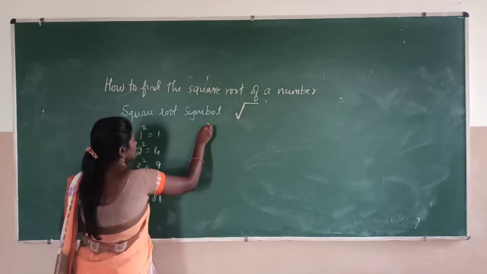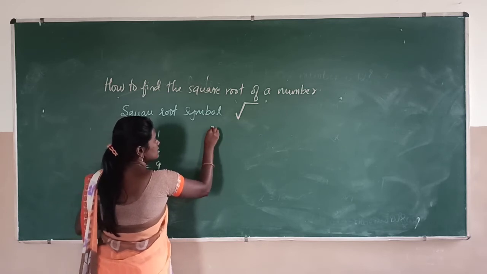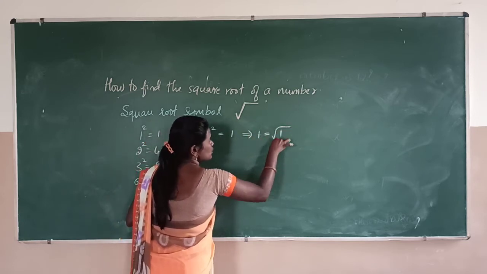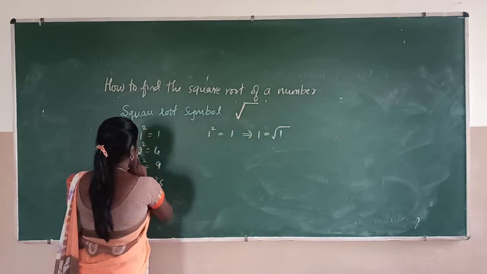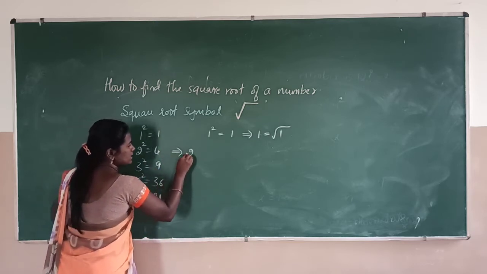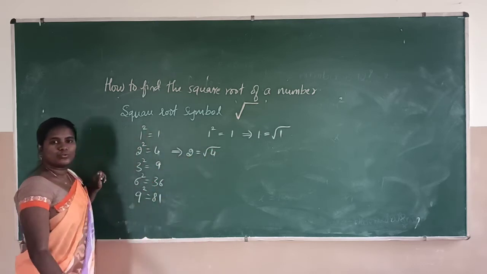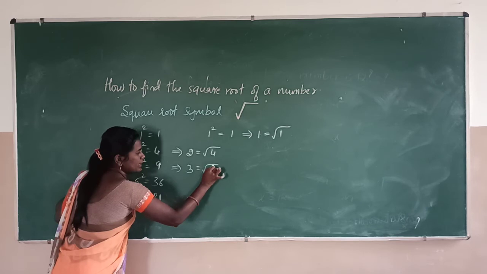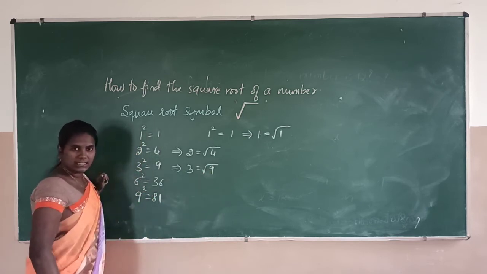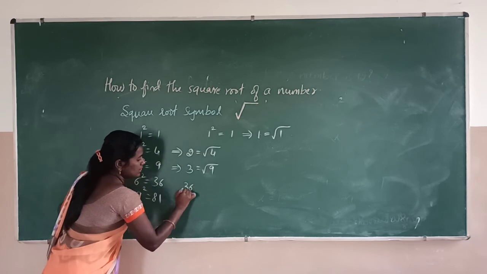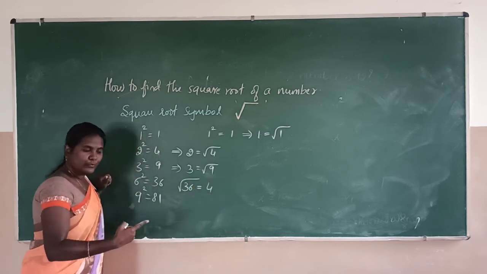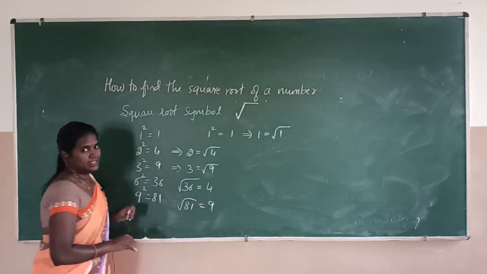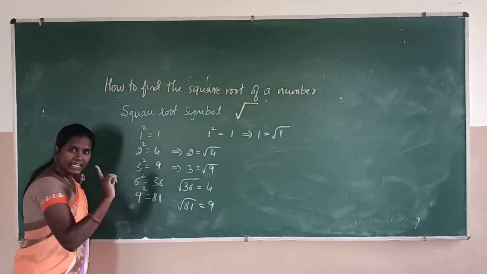Yes. If you are writing 1 square is equal to 1, it implies that 1 is equal to square root of 1. When you are writing 2 square is equal to 4, this implies 2 is equal to square root of 4, or square root of 4 is 2. Then 3 is equal to square root of 9, or square root of 9 is 3. And square root of 36 is equal to 6, and square root of 81 is equal to 9. See, 9 square is equal to 81 is there.